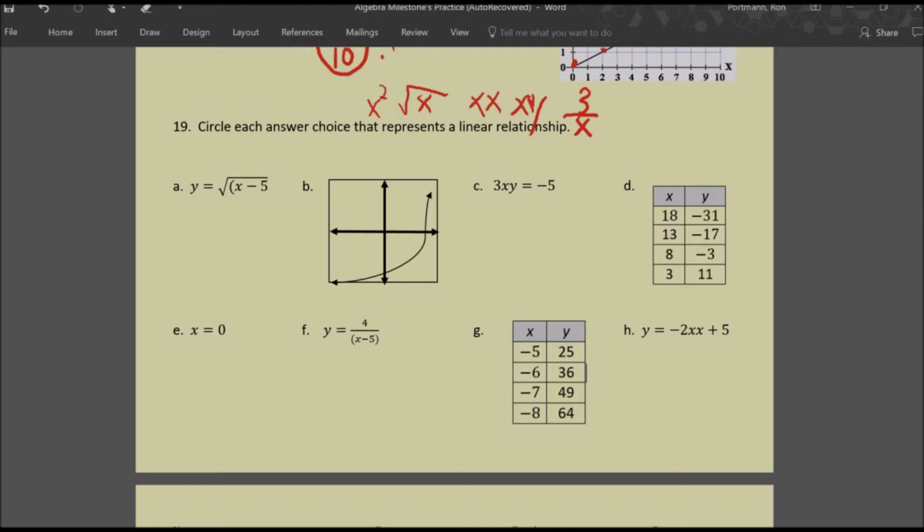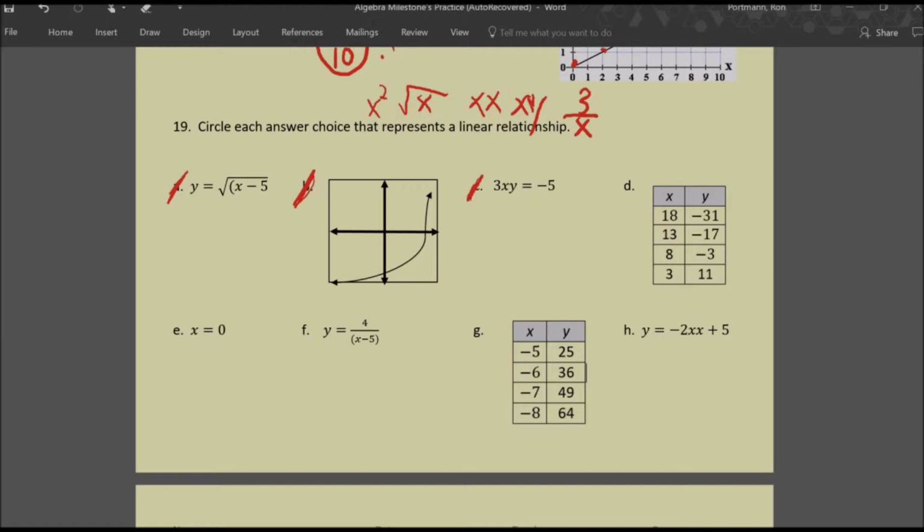All right. So we look at A. It's got a square root sign. You can go ahead and get rid of it. You can look at B. It's not a straight line. It's not linear. Okay. C, 3xy equals -5. You have variables touching each other. That is going to be nonlinear.